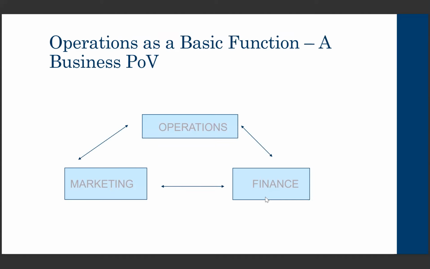Operations as a basic function. From the business point of view, we mainly have three areas: operations, finance, and marketing. In the coming slides, we can see how the different operations under these three headings are divided: manufacturing and service industry.